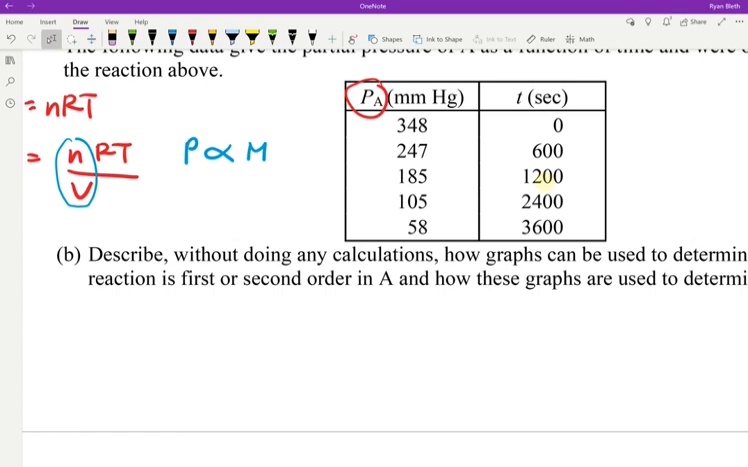That's really helpful. And it's important to remember that it's not a parlor trick that they're pulling on you when they give you pressure. It's directly proportional to molarity. It's measuring something a little differently, but it's proportional to molarity, and so it can be substituted into those graphs.